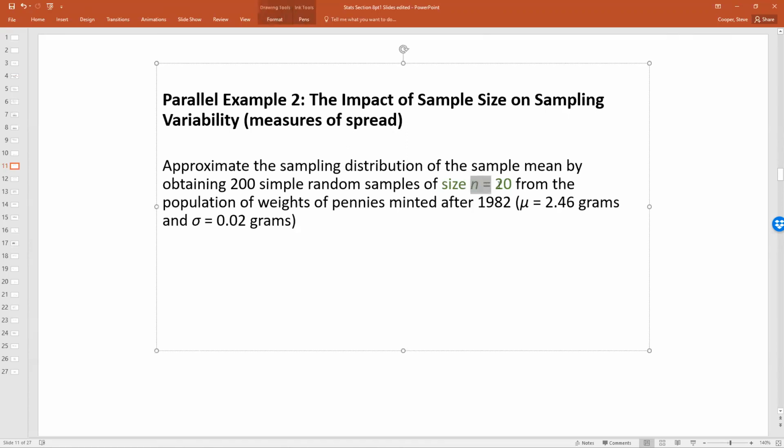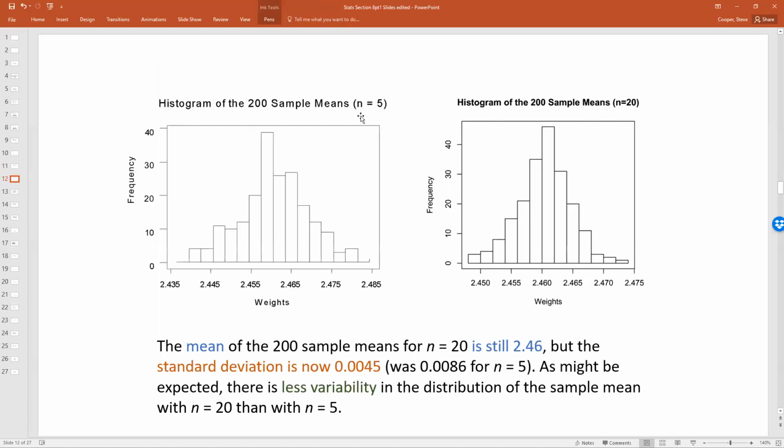Now, if we approximate the sampling distribution of the sample mean with 200 random samples and we change our size from 5 to 20, here's what happens. And remember that our original mean was 2.46 and that our original standard deviation was 0.02. But just by changing the size from 5 to a larger size of 20, now we're using more pennies to create each individual X bar in our distribution. So here's what happens. With n equal 5, we get this. With n equal 20, we get this.